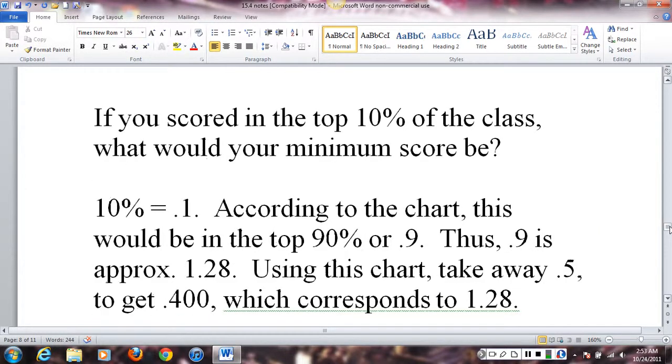Finally, let's work backwards. Suppose you scored in the top 10% of the class, or if you want to see if you scored in the top 10%, what would your minimum score be? Of course, 10% is equal to 0.1. Now, since we're talking about percentiles, that's the 90th percentile. So it means being better than 90% of the class. So 0.9 is what we're actually looking for.